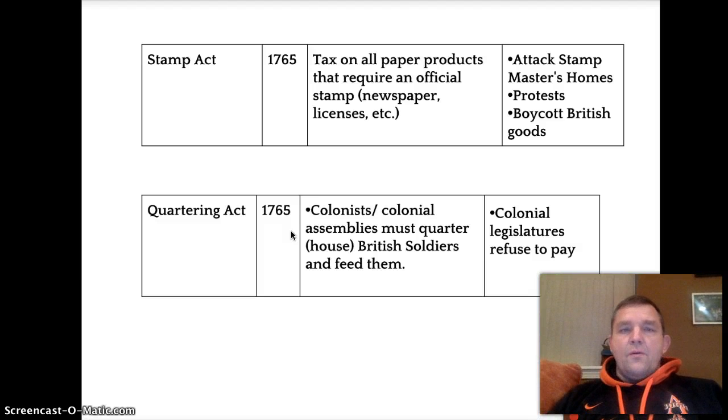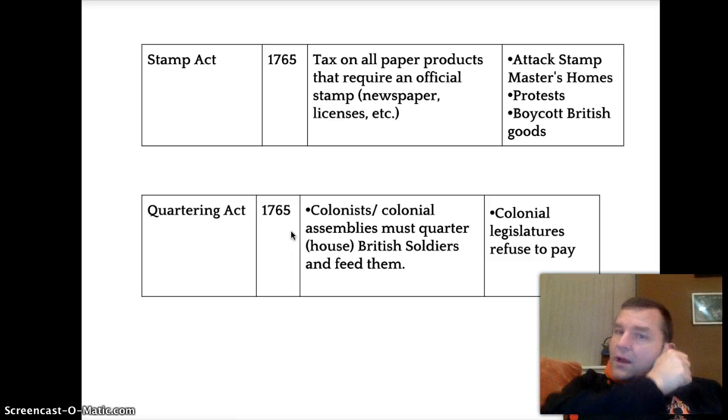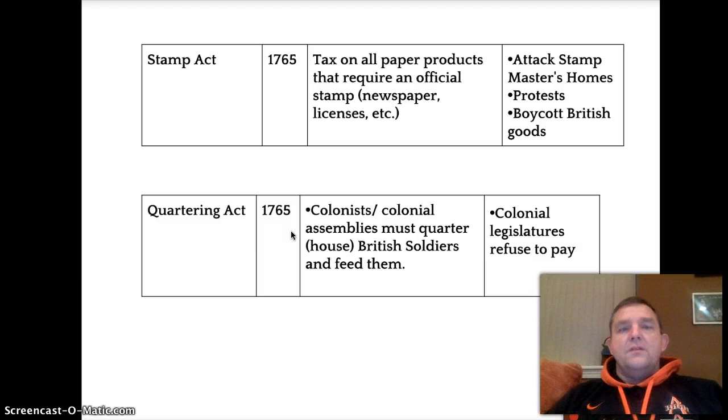The Stamp Act and the Quartering Act in 1765 really start to poke the fires, if you will, for the colonists, because the colonists really start to get interested in politics now. Before, they really didn't get that interested in politics, but now there's a lot of reason to get interested in politics because the British are being kind of prickish about this. They're really starting to stick their nose into colonial business, and a lot of colonists don't like that.